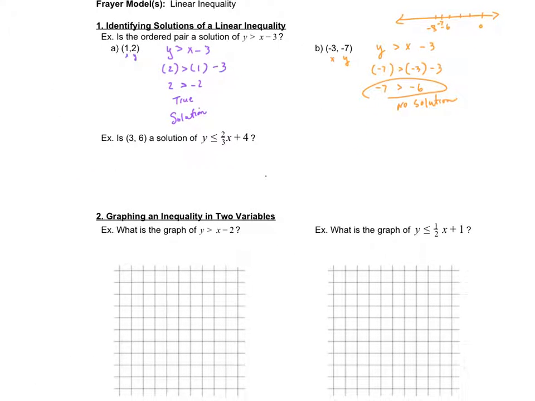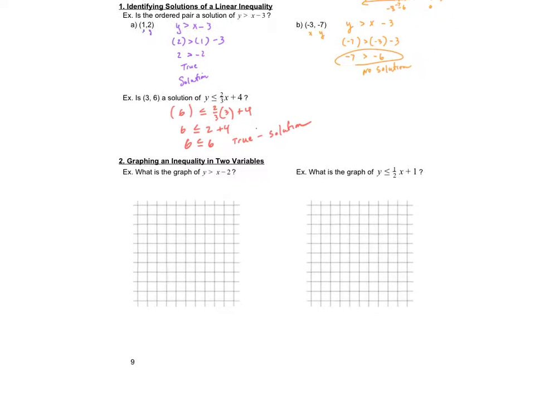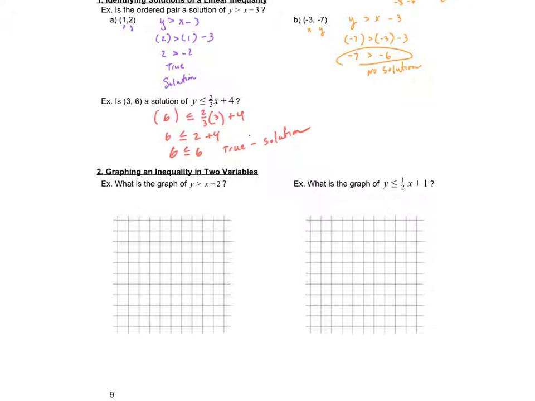And of course, if we do the same with this last example, where is (3, 6) a solution to y is less than or equal to 2/3 x plus 4? Well, we just go ahead and substitute in for y and x. Then we end up with 6 is less than or equal to 2 plus 4, or 6 is less than or equal to 6, and that is a true statement. Therefore, it is a solution. So, how do you find if an ordered pair is a solution to a linear inequality? You just do the substitution.